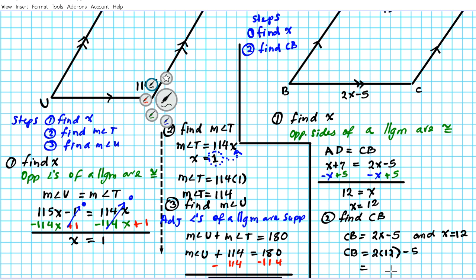So using PEMDAS, what do we do first? Multiply or subtract? Using PEMDAS, we multiply first, right? Multiply and divide from left to right before you add or subtract from left to right. 2 times 12 is 24. 24 minus 5 is equal to 19. Ladies and gentlemen, that is the length of side CB. It is 19 units long.